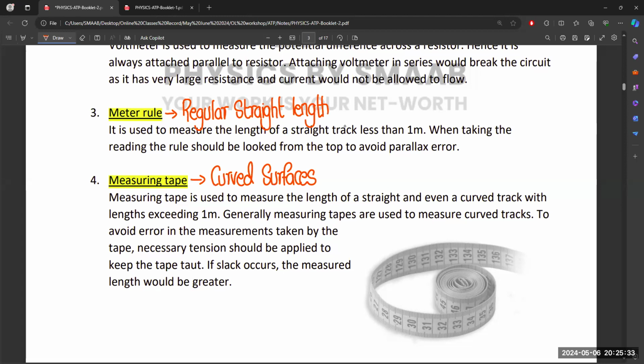Let's suppose the example of a wheel is given or any sphere is given, and they ask you to state the name of the apparatus that is helpful to record the circumference of the wheel or sphere. So definitely you will write measuring tape, not meter rule, because meter rule is not able to record the circumference of that wheel or sphere.